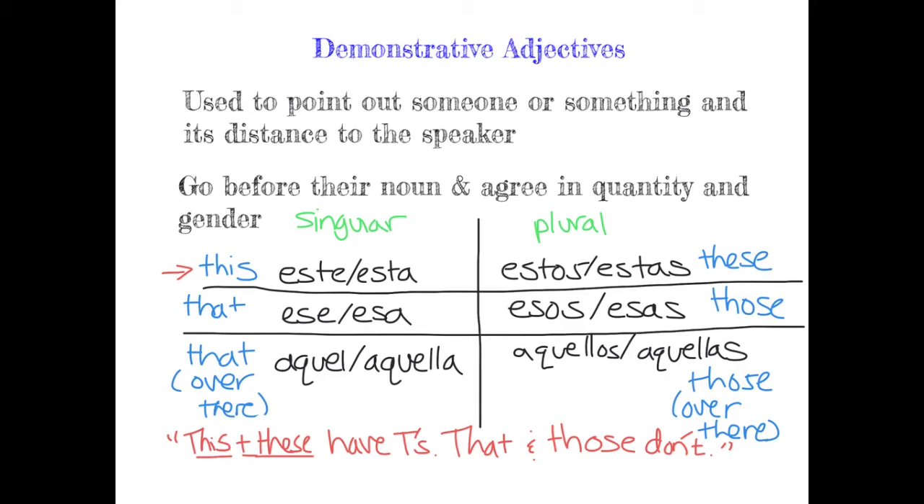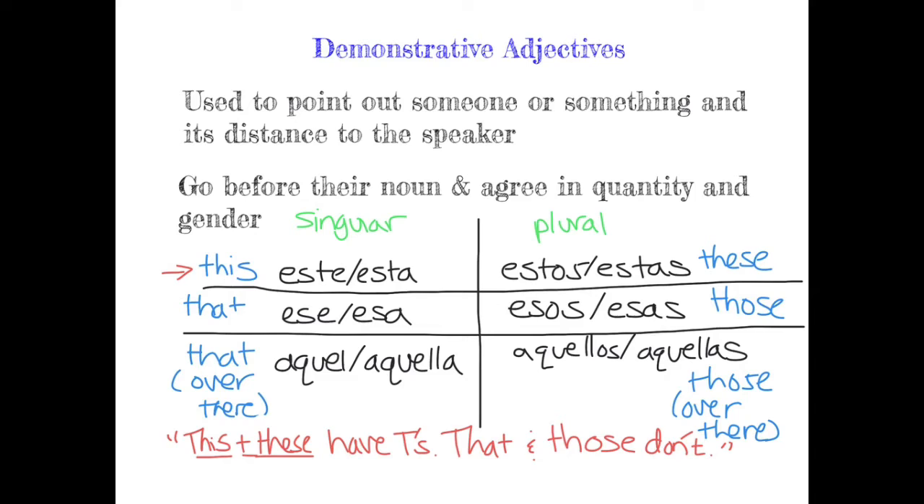One rule to note with these is that they go before their noun. They are adjectives, but they go before their noun in Spanish. And they have to agree in quantity and gender, just like other Spanish adjectives do. So if your noun is masculine and singular, you're going to choose the masculine singular demonstrative adjective as well. So what are the demonstrative adjectives?